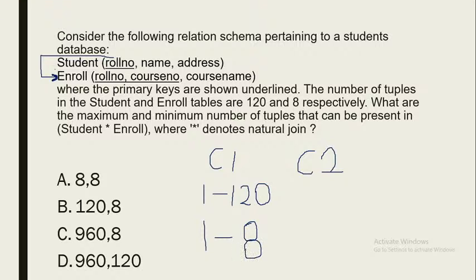And Deepak, what would happen if they are not a foreign key? If there is no foreign key constraint, what would happen in that case?